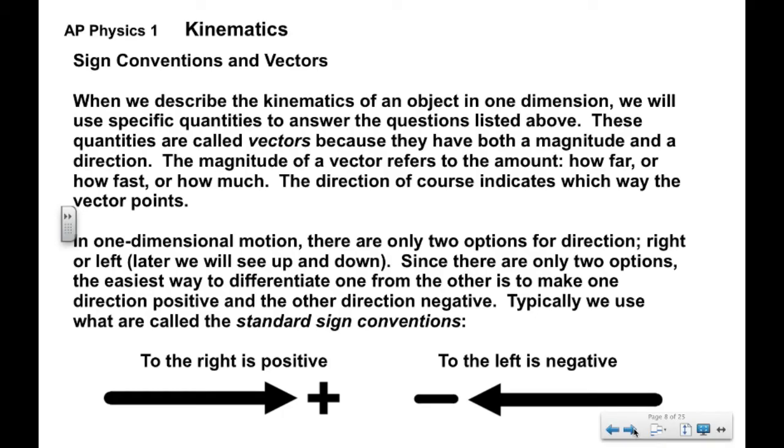But for now, since there's only two options, the easiest way to differentiate one from the other is to make one direction positive and the other direction negative. Typically, we use what are called the standard sign conventions. To the right is positive, and to the left is negative.